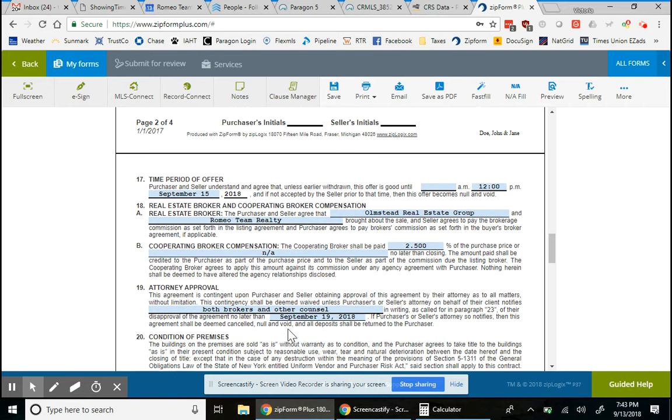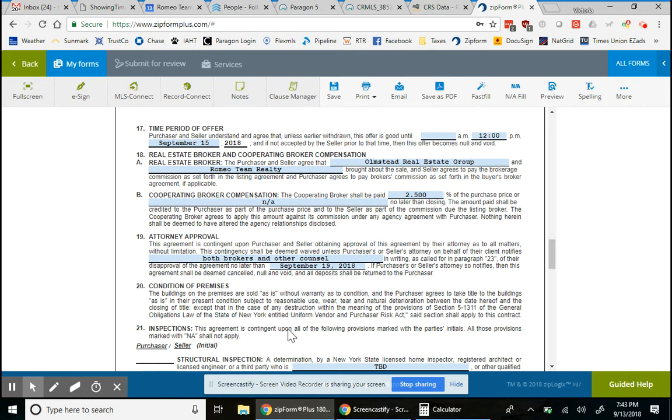Paragraph 17 talks about the time period of the offer. We're giving them until 12 p.m. on September 15th to accept, reject, or counter our offer, or it becomes null and void. If they get back to us within that time period, it may take us a little bit longer to negotiate. We'll adjust that date and time once we come to a meeting of the minds.